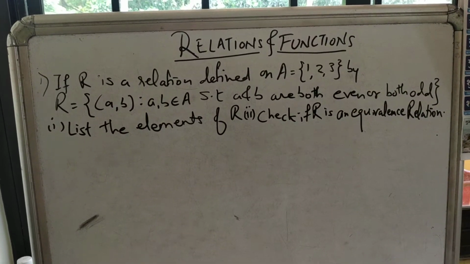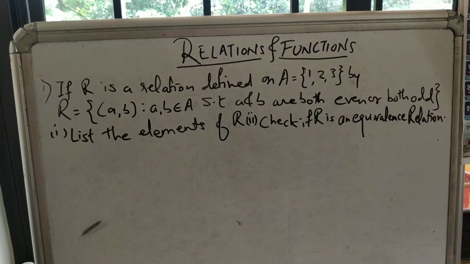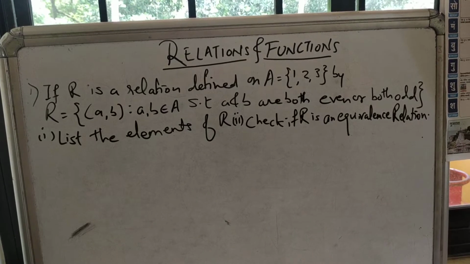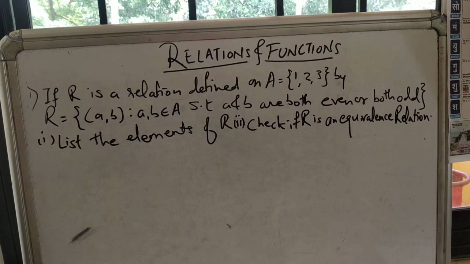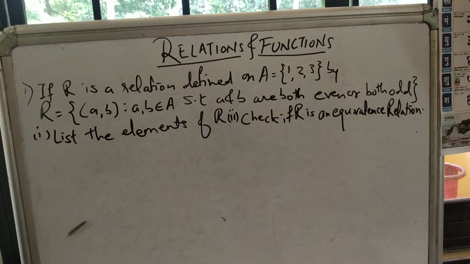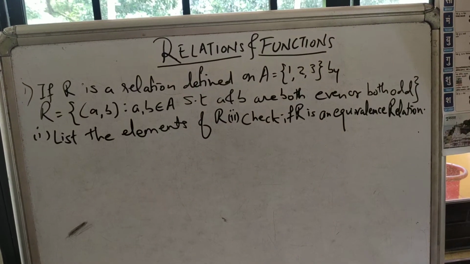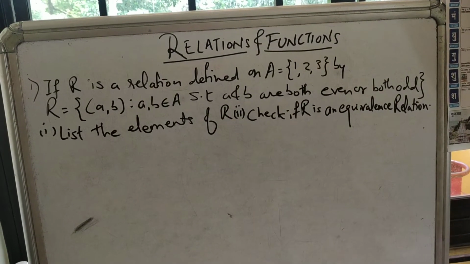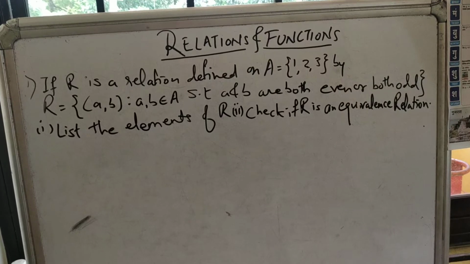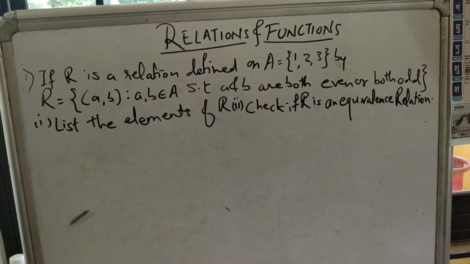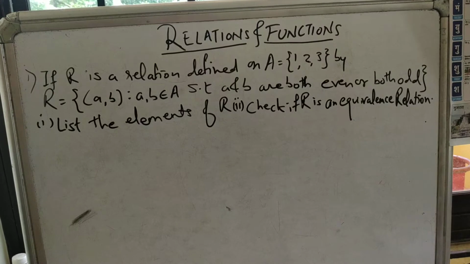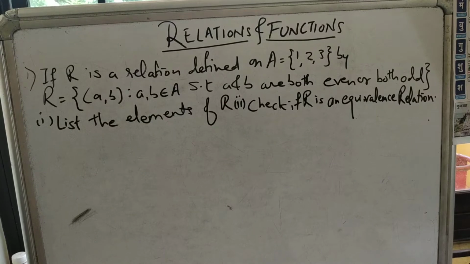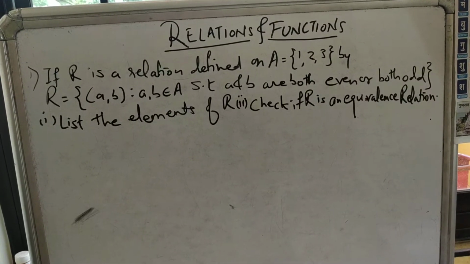What is meant by a transitive relation? A relation R is said to be transitive if X related to Y and Y related to Z implies X related to Z for every X, Y, Z. That is, if (X, Y) belongs to R and (Y, Z) belongs to R, this implies (X, Z) belongs to R, then the relation is called transitive. And a relation R is said to be an equivalence relation if it is reflexive, symmetric and transitive.